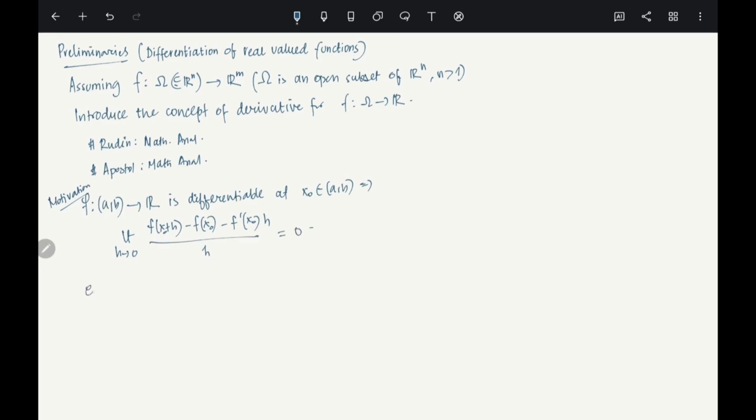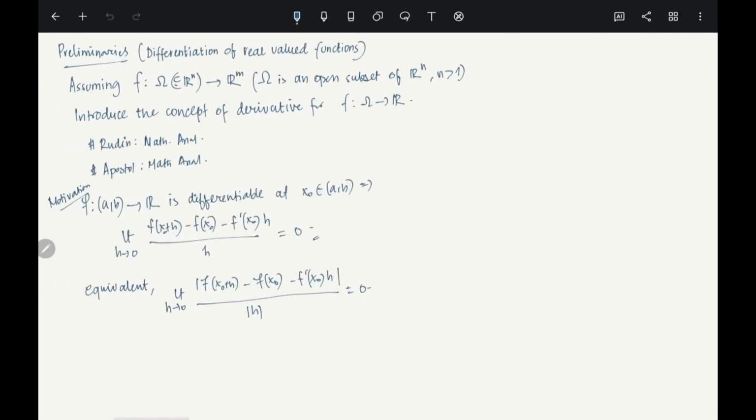Now of course the equivalent form of this: this expression is equivalent to the one where I put a modulus, the limit as h tends to 0 of [f(x0 + h) minus f(x0) minus f prime(x0) acting on h] divided by mod h equals 0. If I do that, nothing changes. So I am going to use this idea to motivate my definition of derivative for a real valued function.